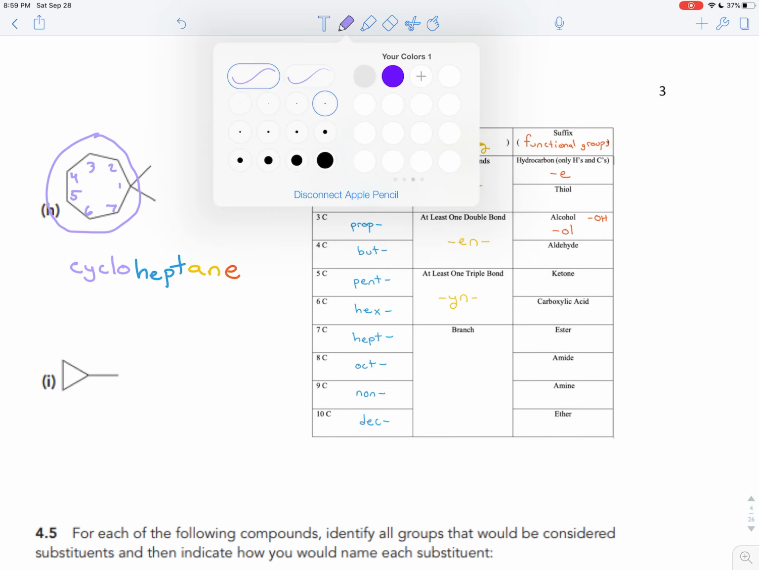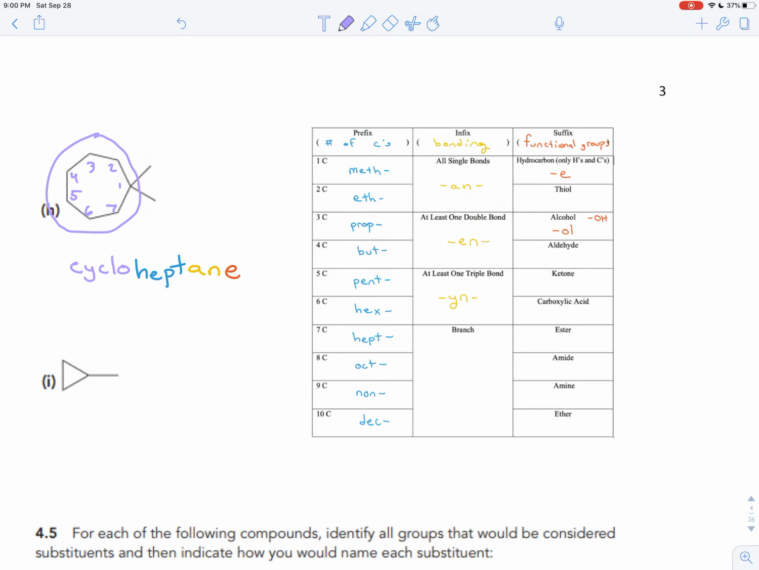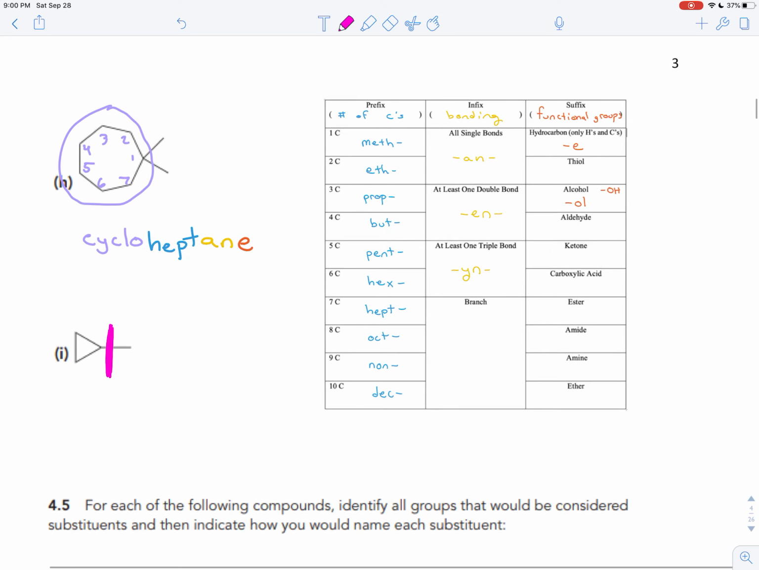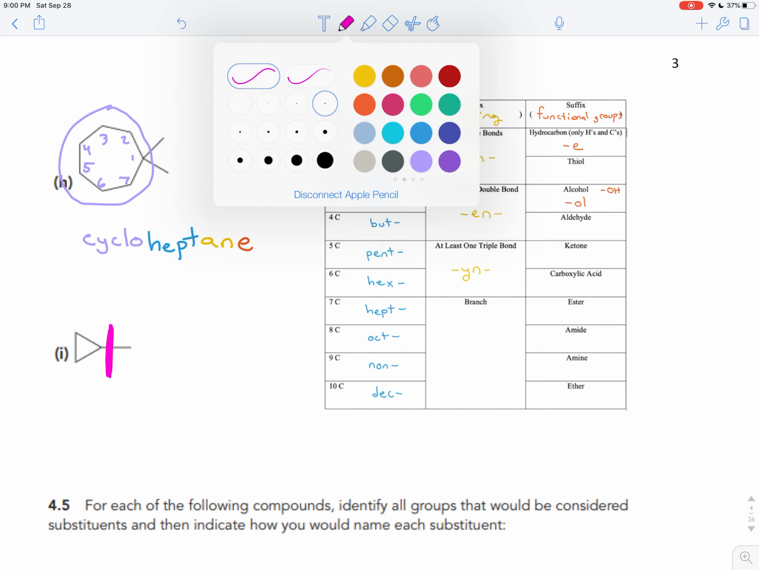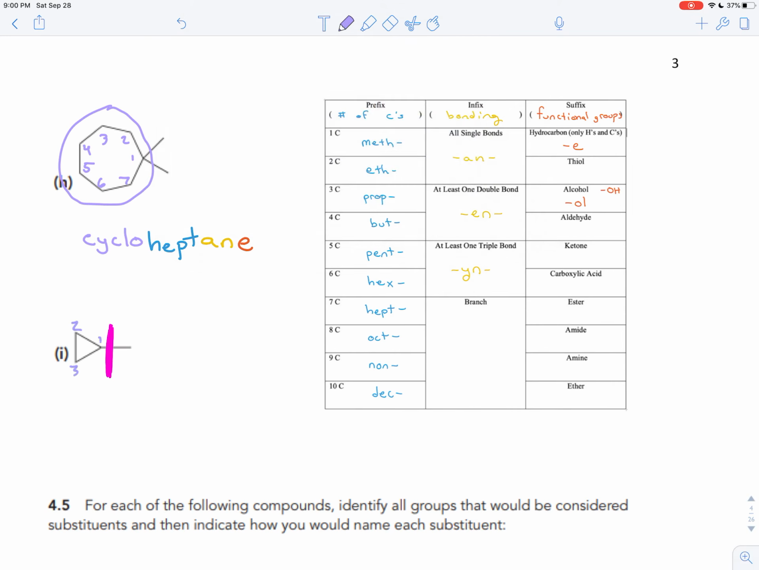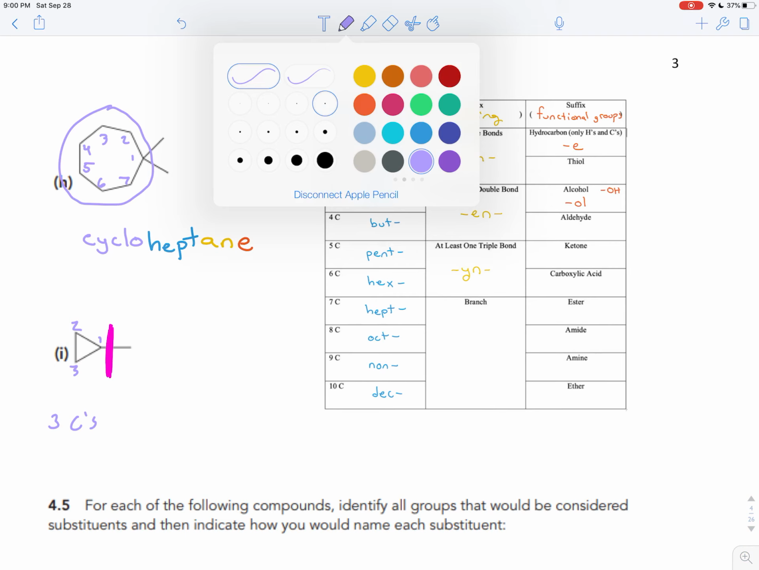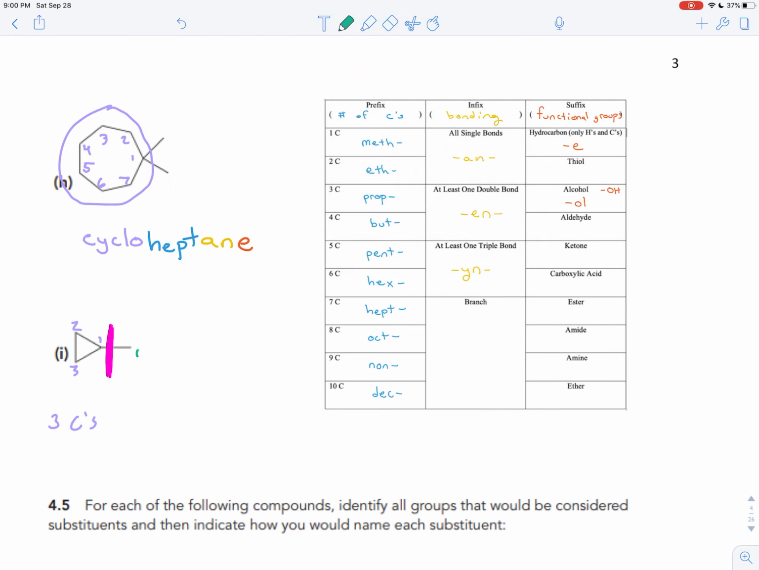Okay. In the last exercise here, the exercise I, we have another ring, and so a ring with a branch, and whenever you have a ring and a straight chain, separate them in your mind. Think about them separately. How many carbons are in the ring? 1, 2, 3. 3 carbons. How many carbons are in the straight chain? Just 1. So 1 carbon. So which has more carbons, the ring or the straight chain? And it's the ring. So the ring is the backbone.